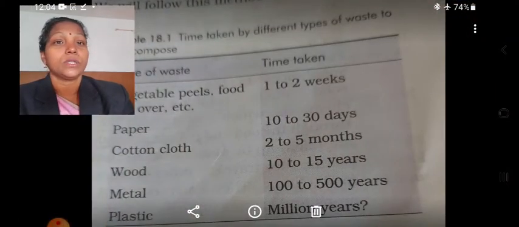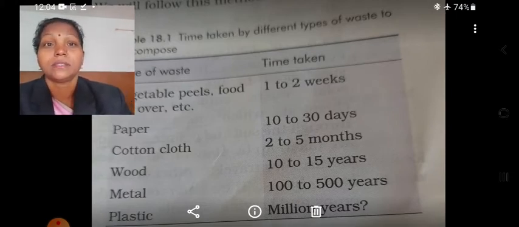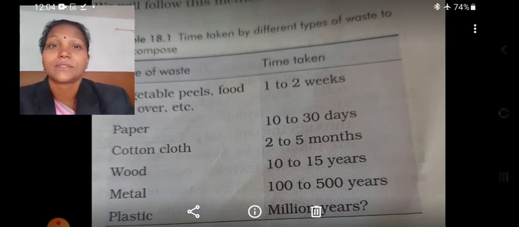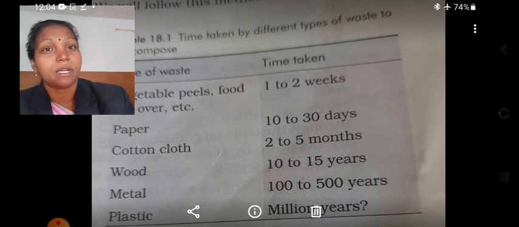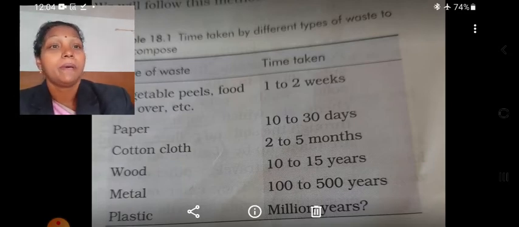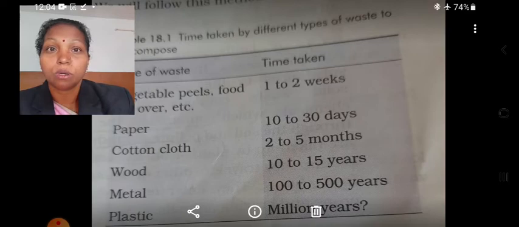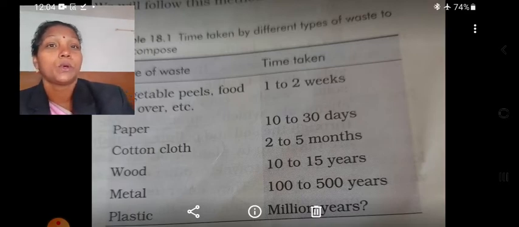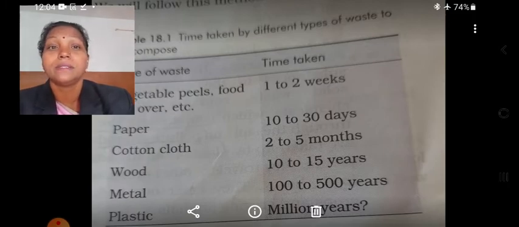Now children, we are going to learn about the decaying period of some materials. Vegetable peels, food leftovers, etc. take 1 to 2 weeks for their decomposition. Paper takes 10 to 30 days to decay. Cotton cloth: we know that raw cotton fibers may decay very quickly, but cotton cloth is produced by processing the cotton fibers, so it will take 2 to 5 months.